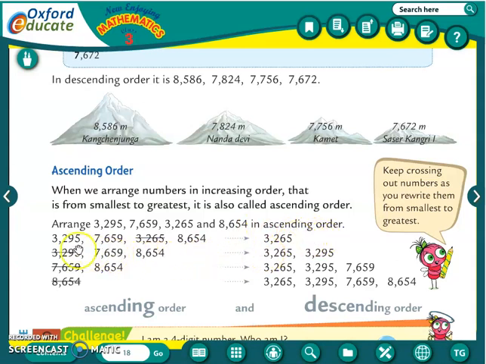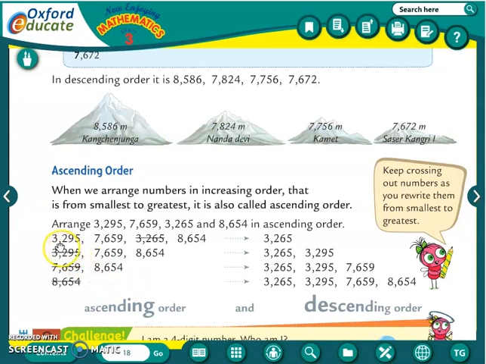Now see, these are the four numbers, and whenever we are writing these numbers, whatever number we decide is the smallest, we will write over there, and then we will cut that number from the list. So there will be no confusion. As here it is written, keep crossing out numbers as you write them from smallest to greatest. In ascending order, we are writing smallest to greatest numbers.